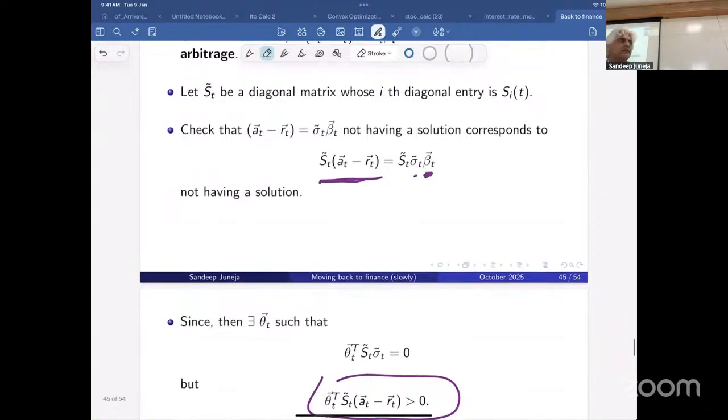This is just linear algebra right now. Any vector. It's an n-dimensional vector. It's an m-dimensional vector in this case.